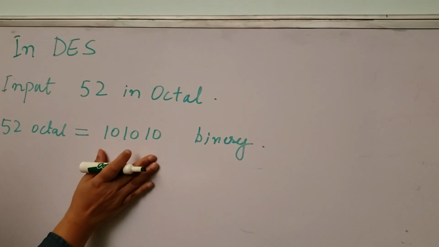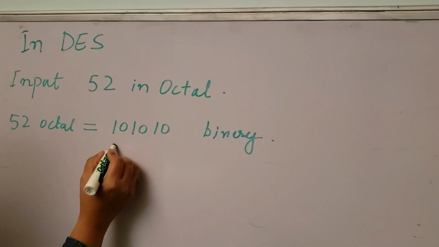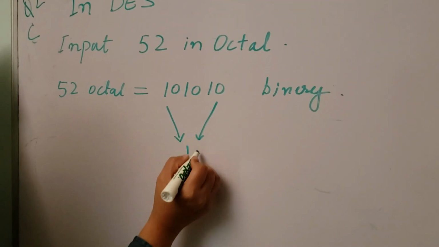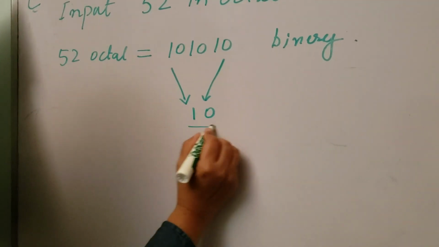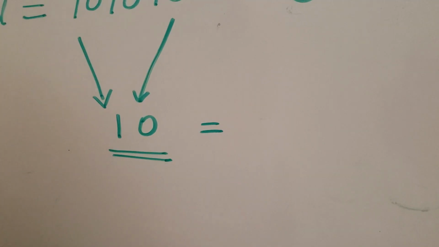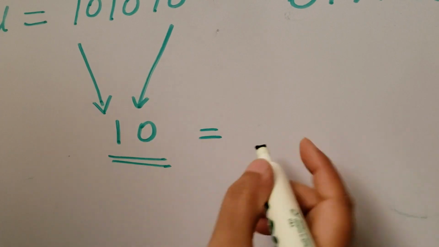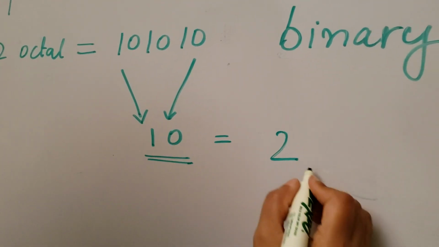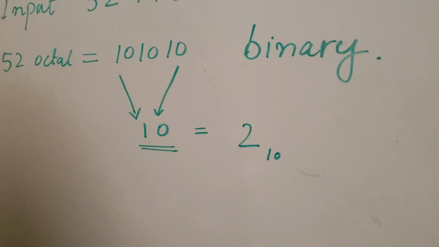Now let's look at this number. Take the first bit 1 and the last bit 0. Let's change this binary into decimal. So binary 10 will convert into decimal, which is 2 in decimal number system.